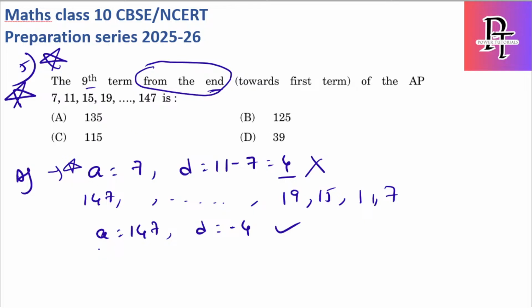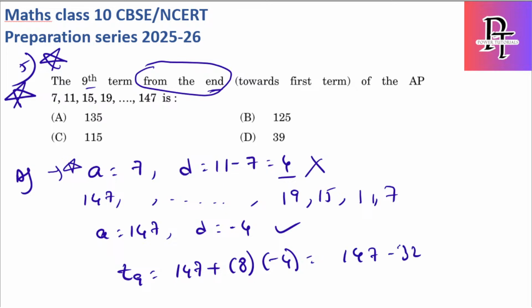Now they are asking the ninth term, so simply apply T9. The T9 formula is A plus n minus 1 into D, so it is A plus 8 into D, where D is minus 4. So this is 147 minus 8 into 4, which is 32, so you will get 115. 147 minus 32 is 115, which should be the answer, which is C.